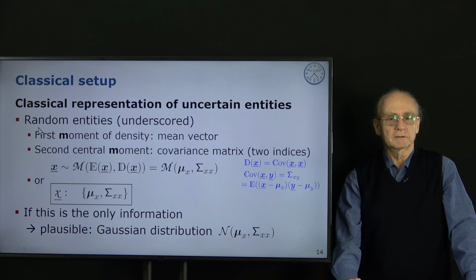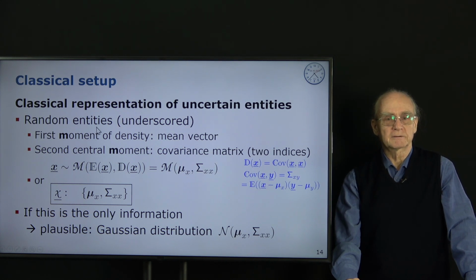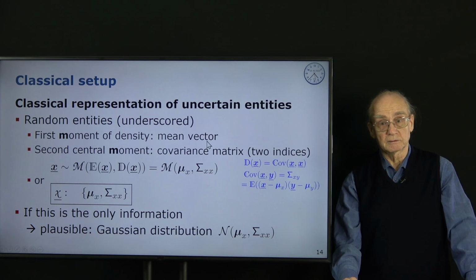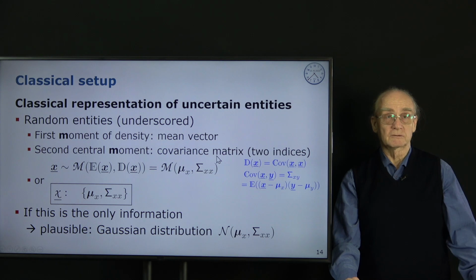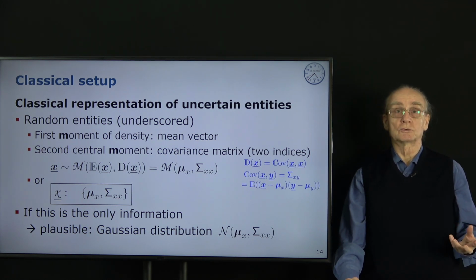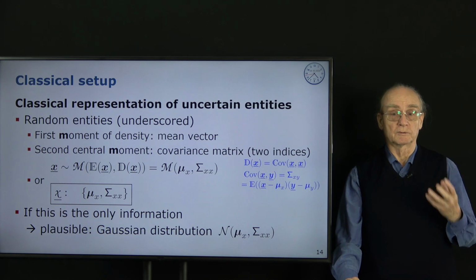So we have uncertain entities or random vectors or random variables or random matrices. We underscore those elements which we want to indicate that they are uncertain elements. And we usually describe them by the first moment of the density, that means the mean scalar, vector or mean matrix, and the second central moment, that means the covariance matrix. This is a classical representation with only these 2 elements, the mean vector and the covariance matrix.